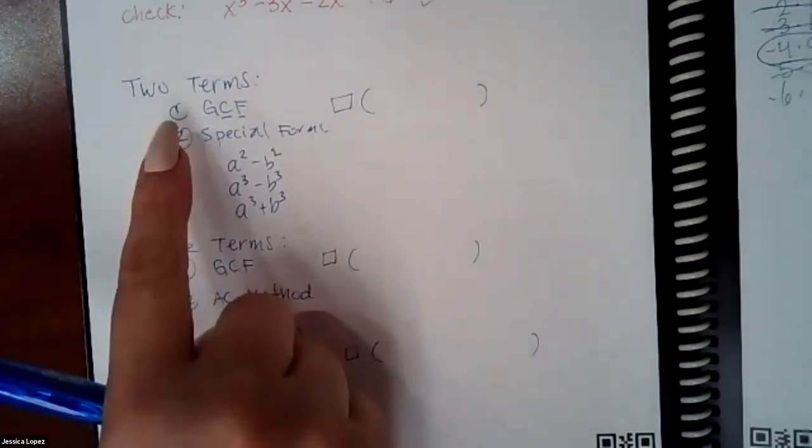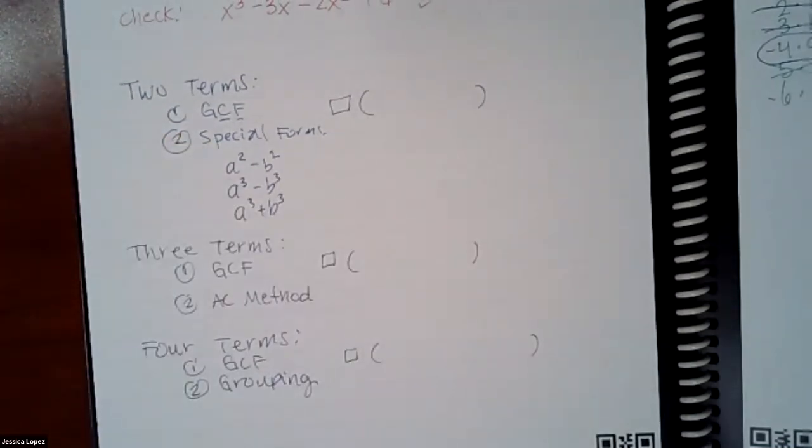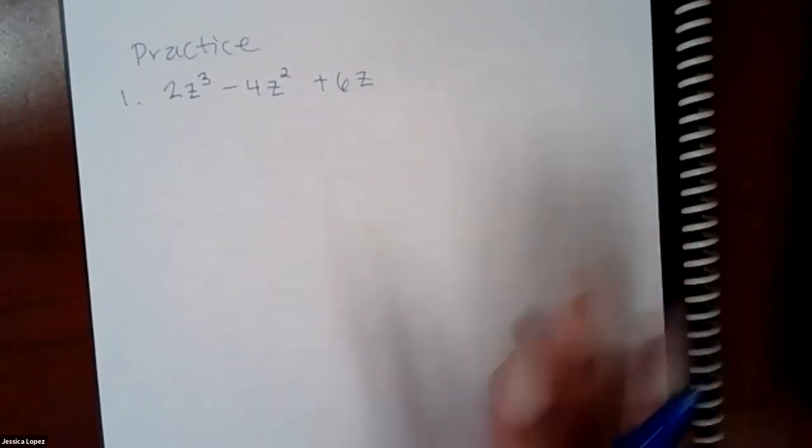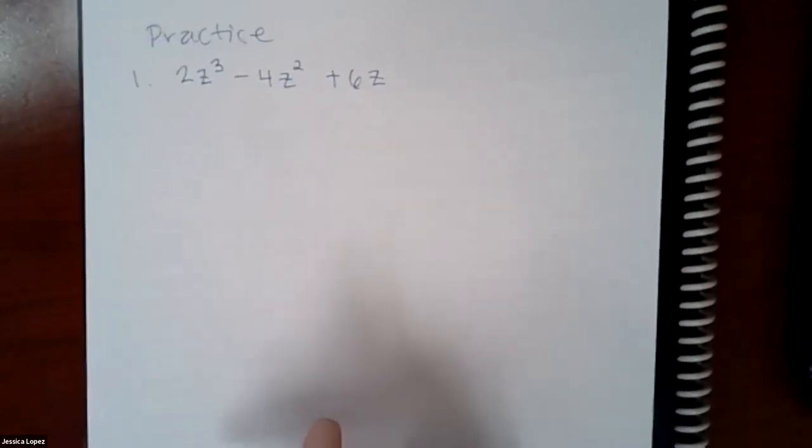Always try to take a GCF first. Okay, but that is a good question. We don't use the AC method for everything, okay? Just the trinomials, three terms. Yeah, you got it. Okay, so this one, we do have something in common, actually.